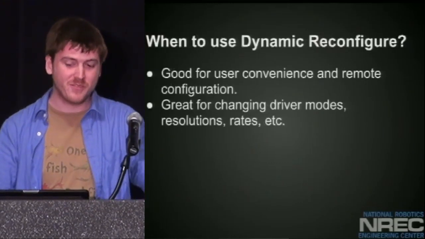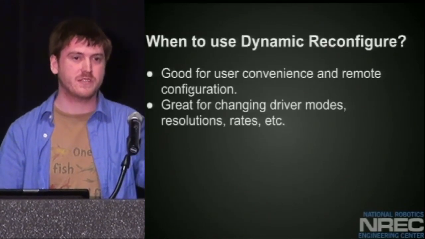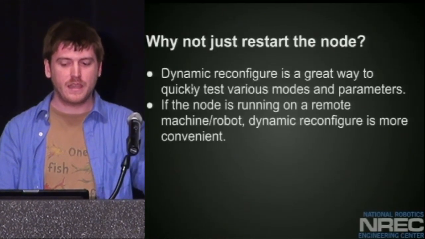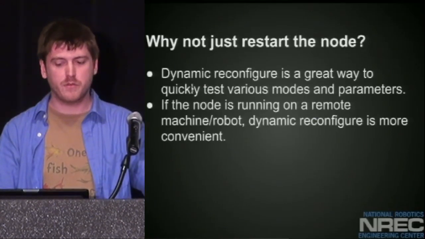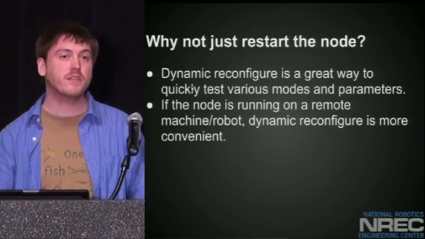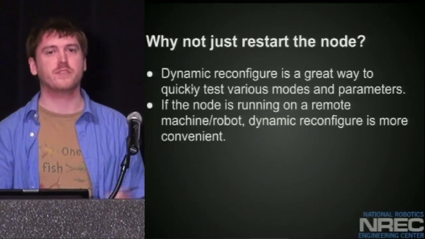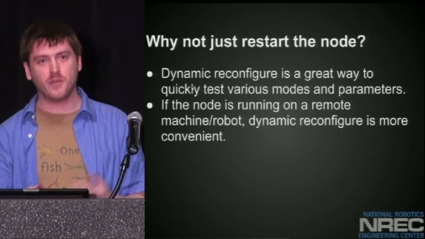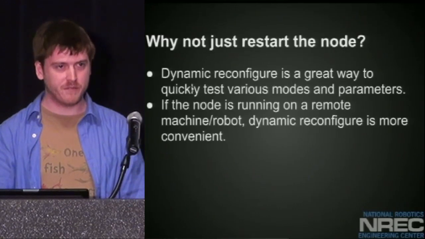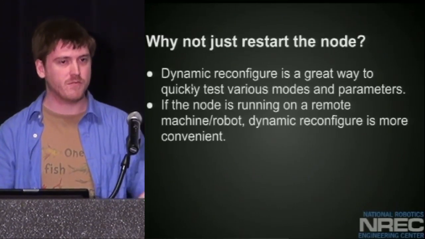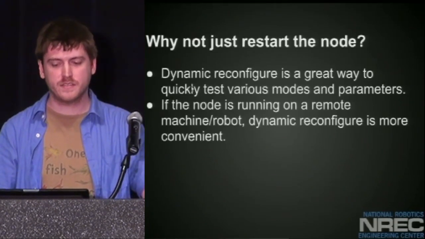Dynamic Reconfigure is good for user convenience and remote configuration, and it's great for changing driver modes, resolutions, and rates. It's also a great way to test the various modes and parameters, and if the node is running on a remote machine, Dynamic Reconfigure is more convenient than SSHing into the robot, changing your parameters, Control-C-ing your node, relaunching it, and then going back and checking your results. You can just, from your laptop remotely, open up Dynamic Reconfigure, change your little slider, and then your robot's all of a sudden using the parameters that you want to test. This makes iterations on it very fast.